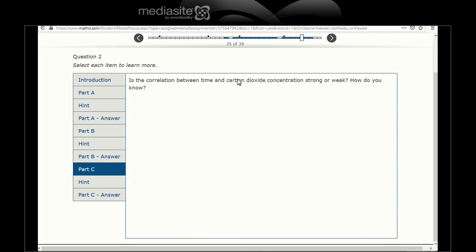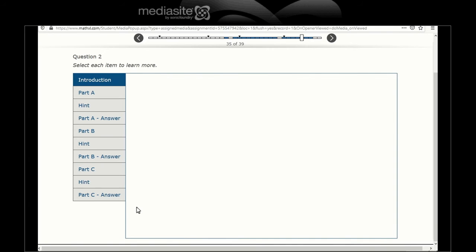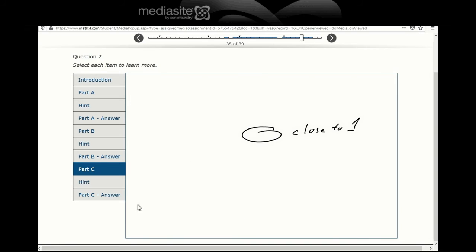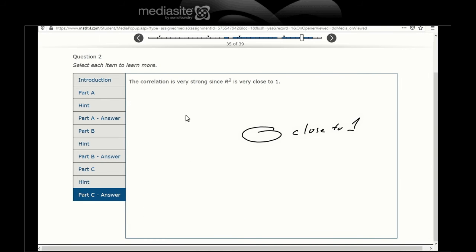Is the correlation between time and CO2 concentration strong or weak? Well, R squared is 0.9866. That's pretty close to 1. So I guess that would be pretty strong. Very strong. All right, sure.